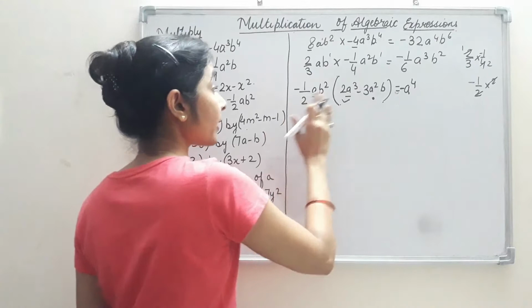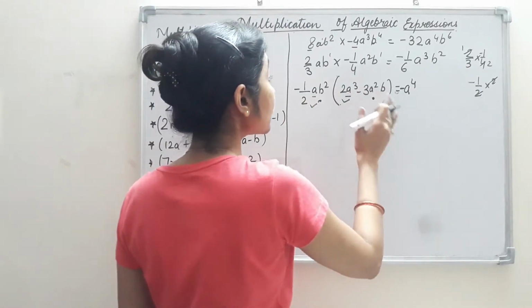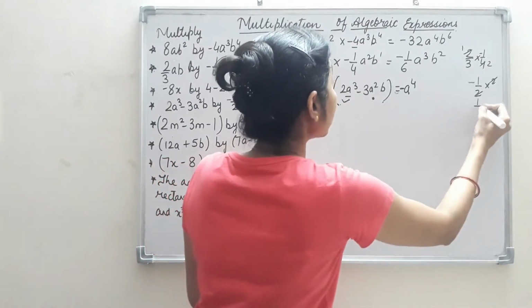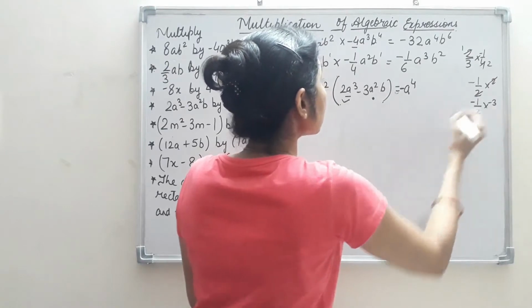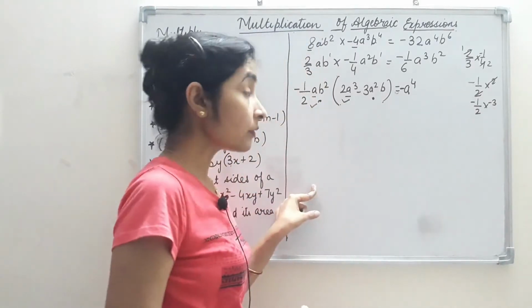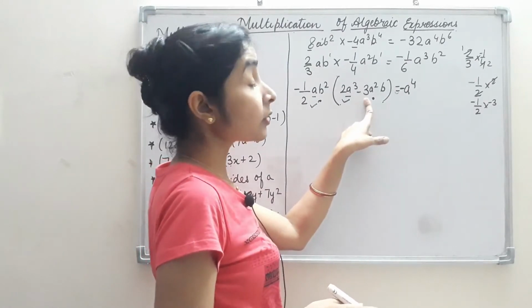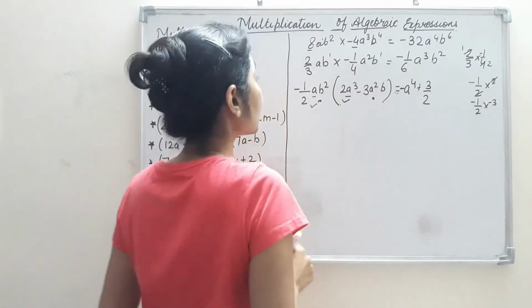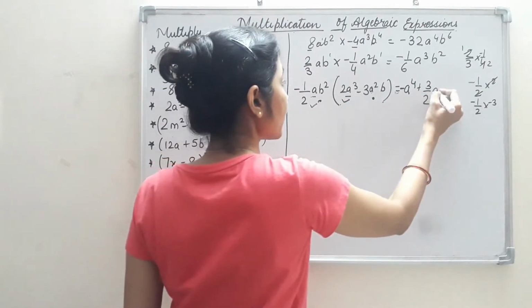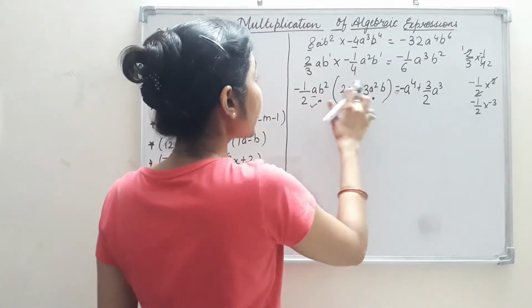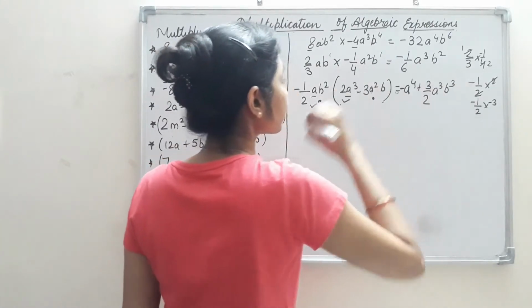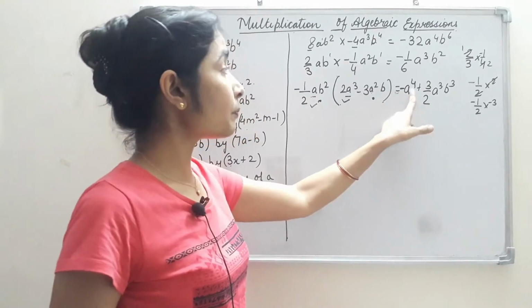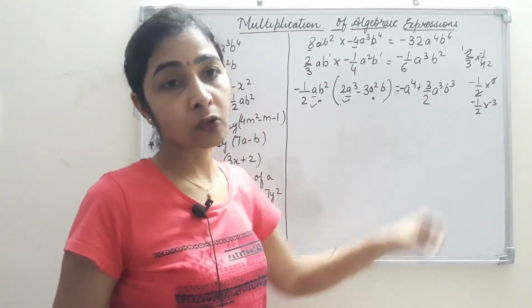Now half ab square is to be multiplied by minus 3a square b. This is also negative, this is also negative. Now what do we get as answer? Minus 1 upon 2 multiplied by minus 3. Minus into minus becomes positive. So positive 3 upon 2 we get as answer. Now multiplying the variables, a and a square gives us a cube, adding the powers; b square and b gives us b cube, the powers are added, 2 plus 1, 3. So minus a raised to the power 4 plus 3 upon 2 a cube b cube is our answer.